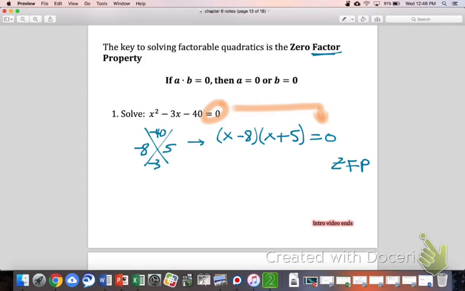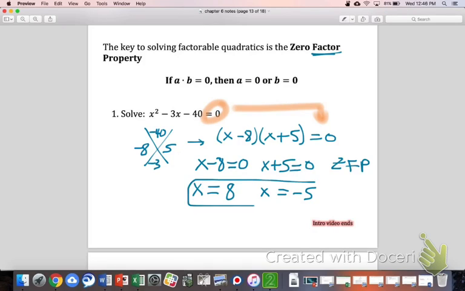So to do this, what I do is I take each factor and set it equal to 0. So x minus 8 is equal to 0. And x plus 5 is equal to 0. Then I take those two equations and solve. So I add 8 to both sides. I get 0 plus 8 is 8. I subtract 5 from both sides, and I get x is equal to negative 5.